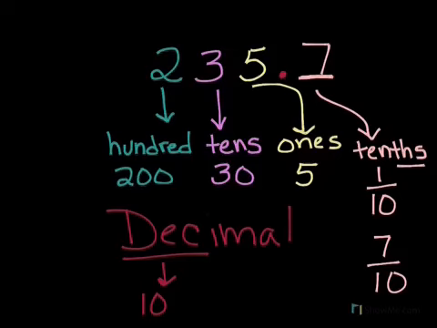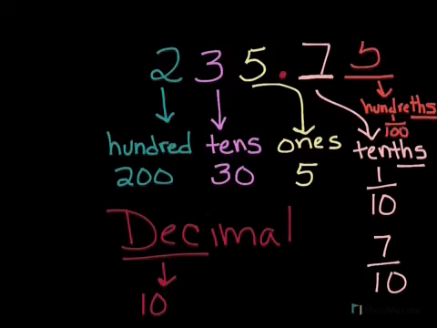If I move to the right another place, now I have the hundredths. See if I can write that. Again, it ends in THS, and it means 1/100th. If I put a 5 there, that means I have 5/100ths. I would read this decimal as 235 and 75/100ths.